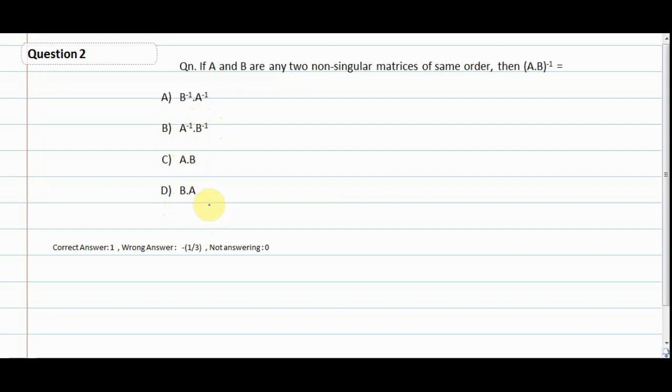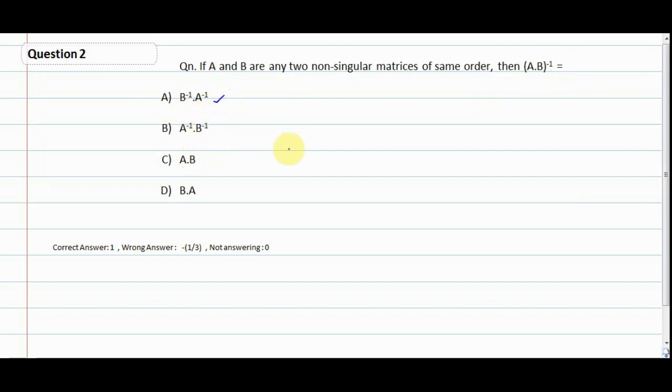Okay, now if you have the answer with you, you may check it. Here the right answer is option A, B inverse into A inverse. So this question is derived from the properties of inverse of a matrix. It says (A into B) whole inverse is equal to B inverse into A inverse. So here the right answer is option A.